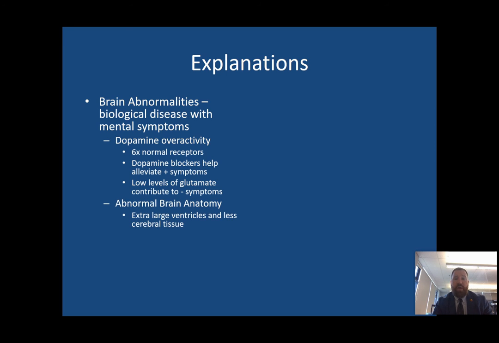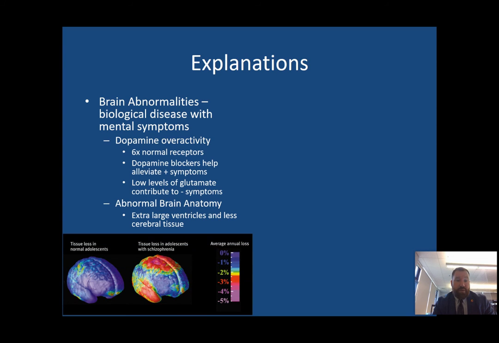We also know that people with schizophrenia have extra large ventricles, which are the gaps that are filled with cerebrospinal fluid in the brain. I don't have an image ready to go here, but in class I'll show you what that looks like. And we also see a loss of cerebral tissue. You can see here, if you look at average loss of cerebral tissue, it's much more progressive in adolescents with schizophrenia. They're losing the cortex to the disease, which is why we talk about it as a brain disease that has these psychological ramifications.